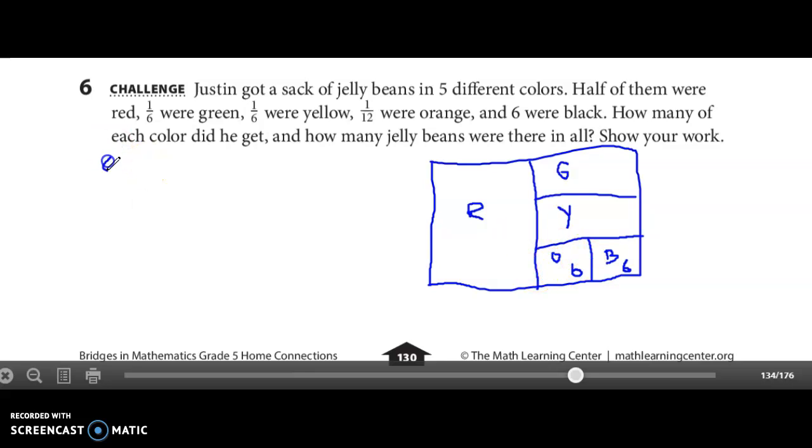I'm going to write this over here. Orange is 6. Then yellow makes up both the orange and the black. So 6 plus 6 is 12. So the yellow is going to be 12.